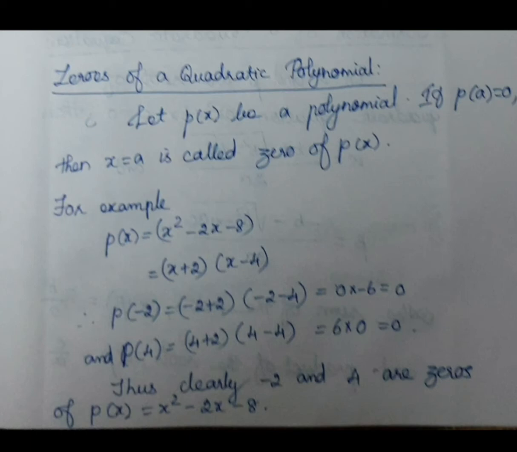Okay, since it is a quadratic polynomial, it has 2 zeros. That is only given in the first. Let p of x be a polynomial. If p of a equal to 0, then x equal to a is called the zero of the polynomial, for which value, if you apply it in the polynomial, you will get 0. You can say that is the zero of the polynomial.